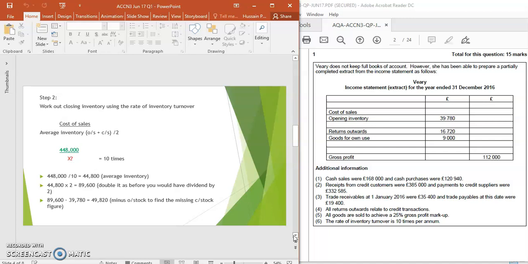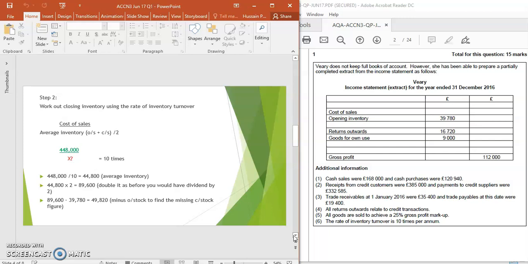Using the 89,600, you take the 39,780 away. What we're saying here is that the doubled average inventory is 89,600, and we know one of them, opening, is 39,780, which means if we take that away, what's left over is the closing inventory. So the answer is correct: 49,820 is the closing inventory.